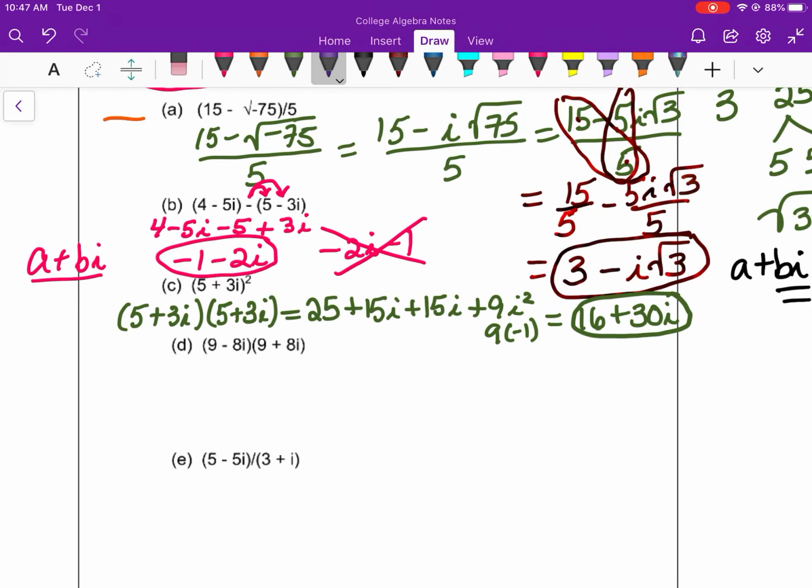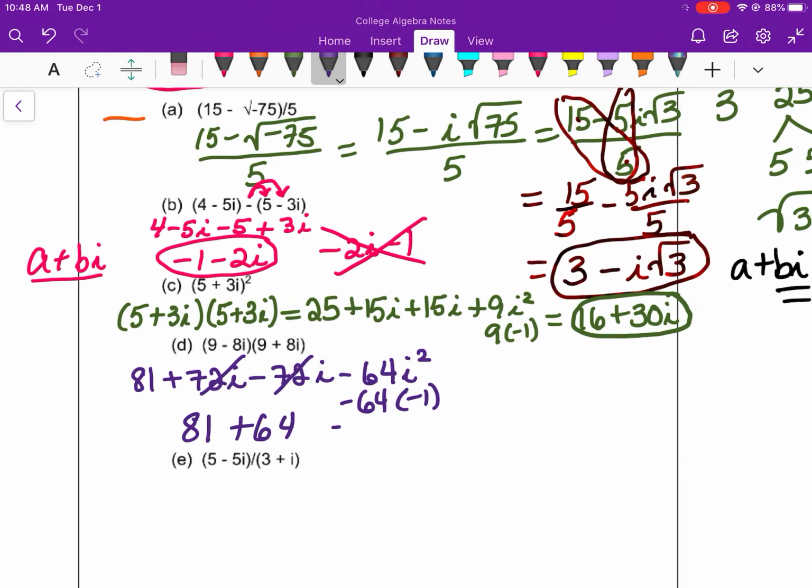On D, I'm also foiling 9 minus 8i and 9 plus 8i. So my first terms are 81, outer, inner, and last. These two have opposite middle terms, so they're going to go to 0. This is a -1 times 64, negative. So this is actually 81 plus 64, and that's 145.